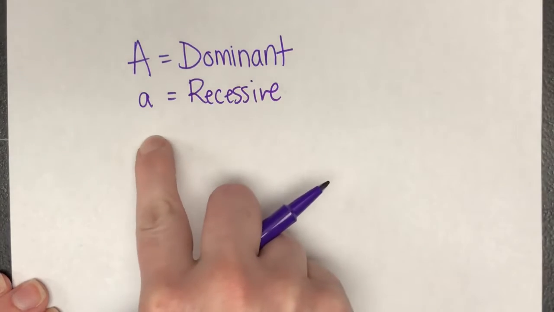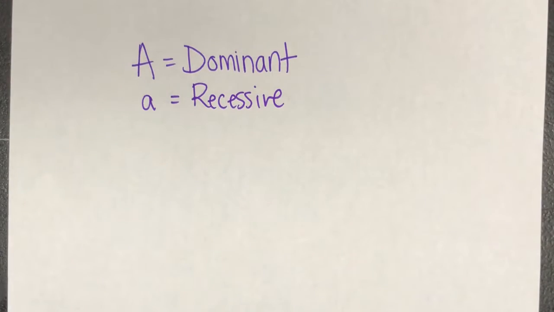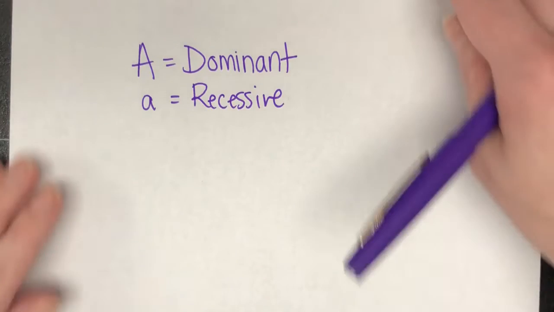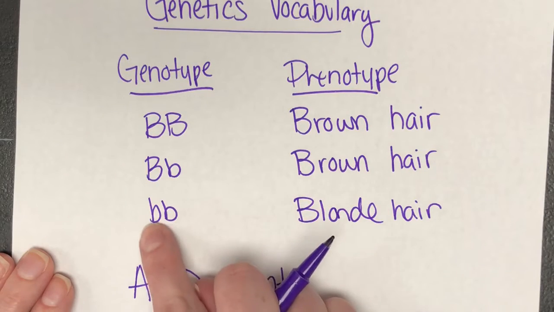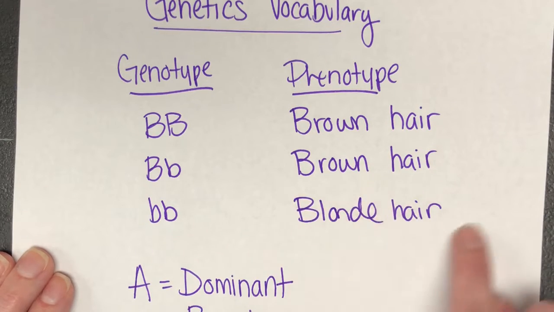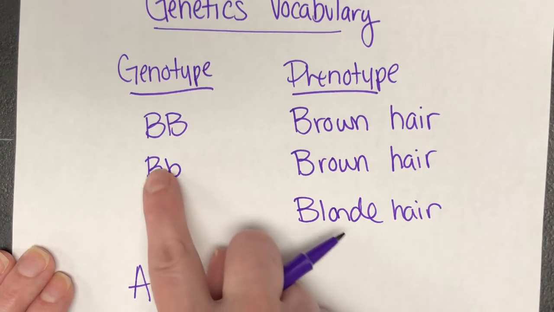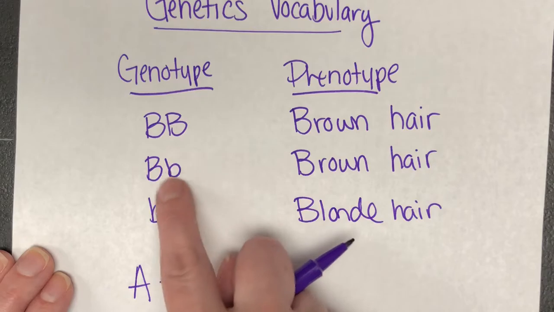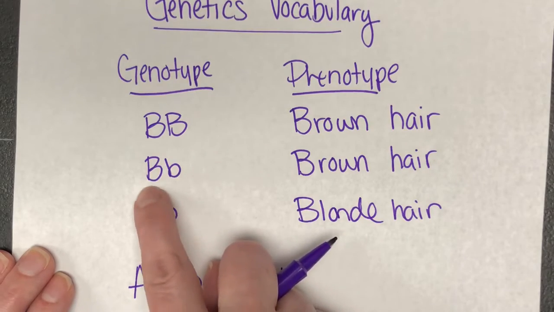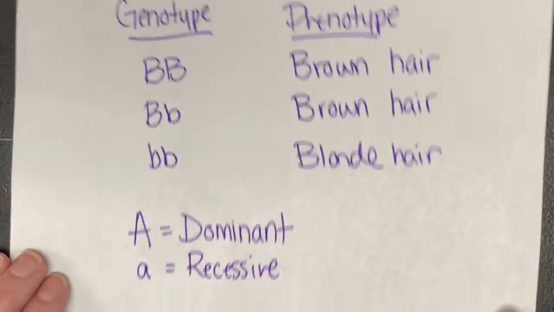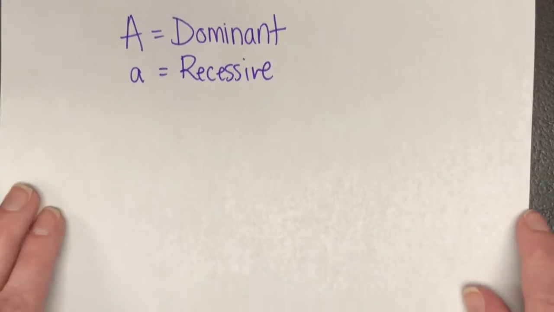is represented by a lowercase letter, and this one is only going to show up if you have 2 of them. Otherwise, the dominant one is going to overpower it, it's going to mask it, it's going to hide it so that you can't see it. So in this case, the little b, we only get the blonde hair if we have 2 little b's. This one, because there's a big B there, it's going to mask that blonde hair gene and brown hair is going to be expressed. Okay?